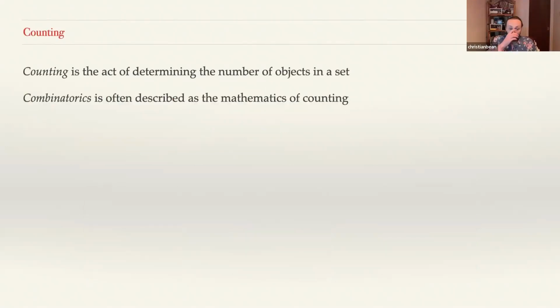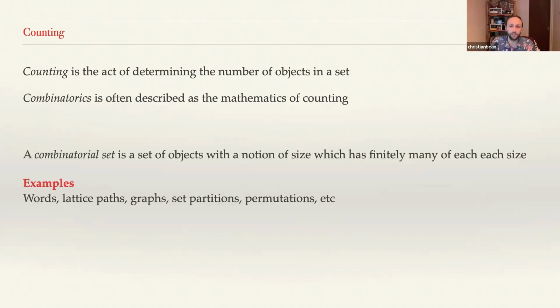So we all know what counting is. It's just the act of determining the number of objects in a set. And obviously, combinatorics, sometimes we describe it as the mathematics of counting. So what we'll be counting is what we call combinatorial sets. So these are just sets of objects with a notion of size, where there are finitely many of each given size. And the question we ask is, how many are there of each size?